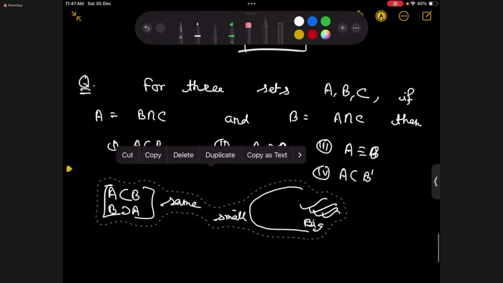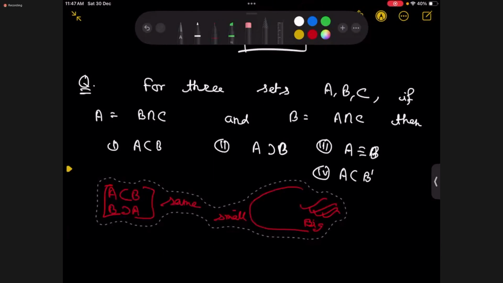Just change the color. Can I change? Yes, I can change the color. Okay.